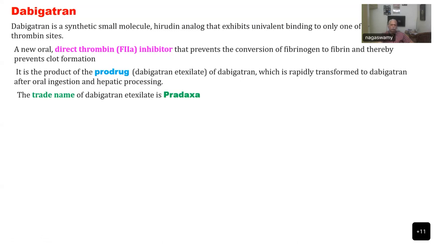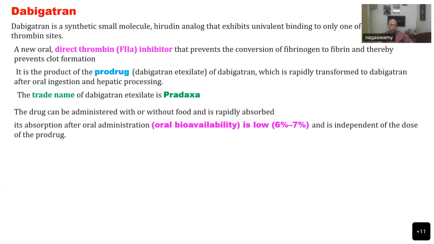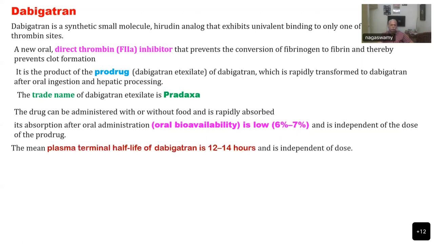The trade name for this is Pradaxa, and the drug can be administered with or without food, and it's rapidly absorbed. Its absorption after oral administration is very low, only 6 to 7%, and it is independent of the dose of the prodrug. So even if you give a very high dose, the prodrug is only absorbed up to 6 to 7%. And the mean plasma terminal half-life is 12 to 14 hours. And this is again independent of the dose. So whether you give 75 milligram or 110 milligram or 150 milligram, the half-life is the same.